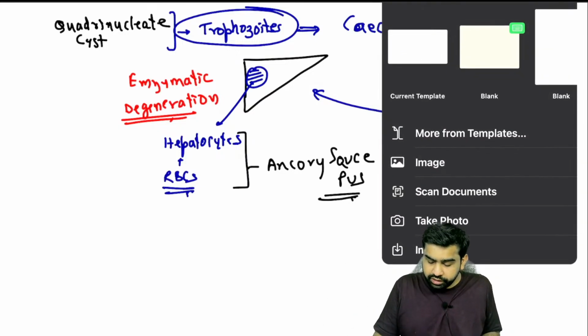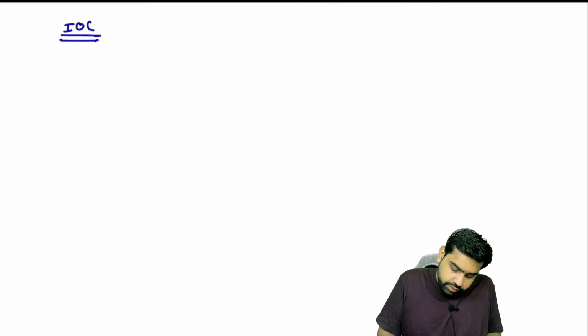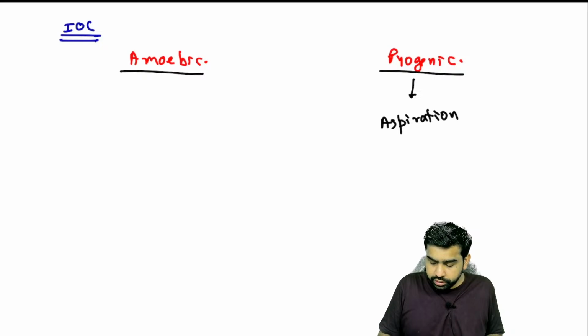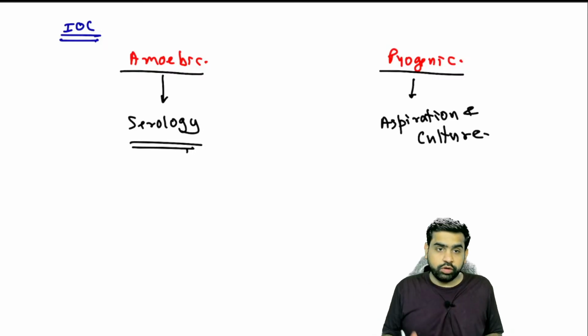Now lastly, if they ask you what is the investigation of choice for the pyogenic and what is the investigation of choice for the amoebic? For the pyogenic liver abscess, the investigation of choice is aspiration and culture. For the amoebic liver abscess, it is serology. To be specific, it is ELISA or the serology. That is the investigation of choice for the amoebic liver abscess.